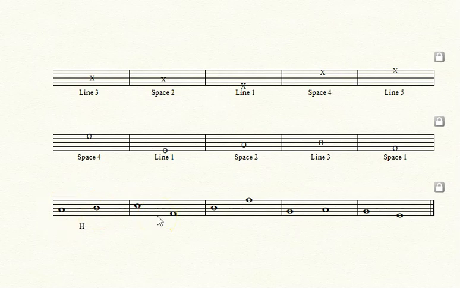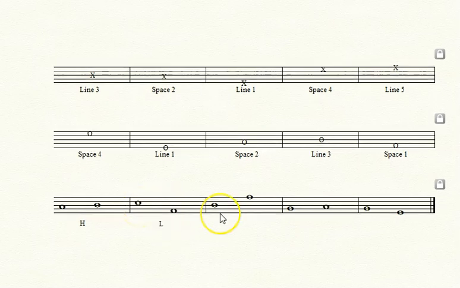For our next example, we have a note on the third space and a note on the first space. The second note is lower than the first note. In our next example, our first note is on the third line, and our second note is on the fifth line. Our second note is higher than our first note.